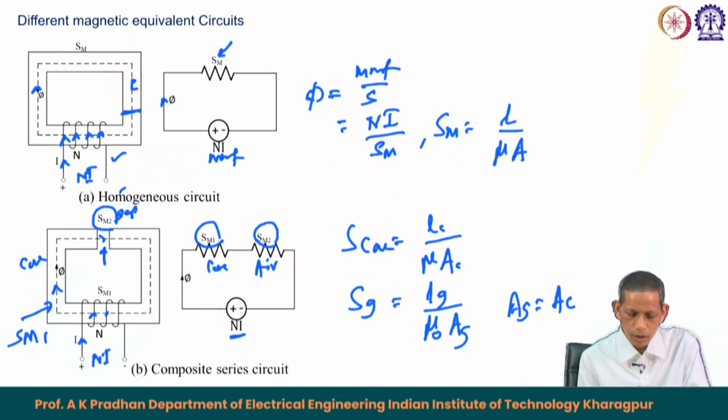So, this leads to the situation that for this composite circuit the flux happens to be the same. So, we say that this is a series connection of the reluctances.